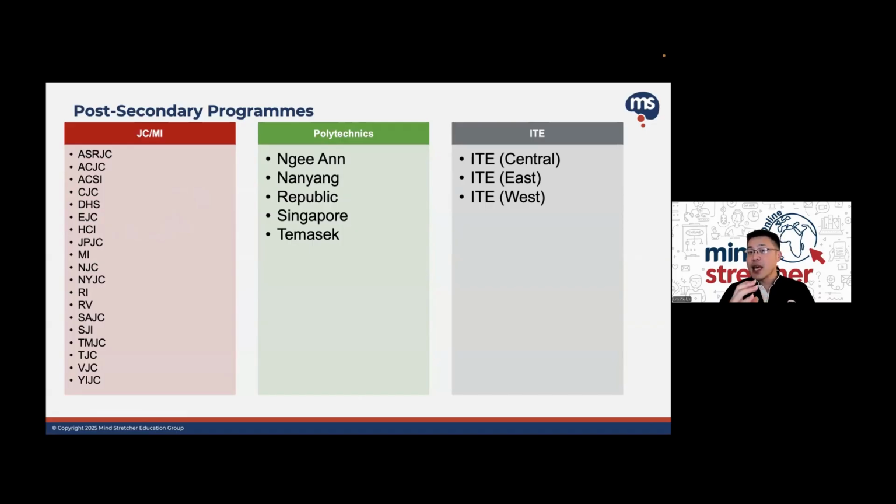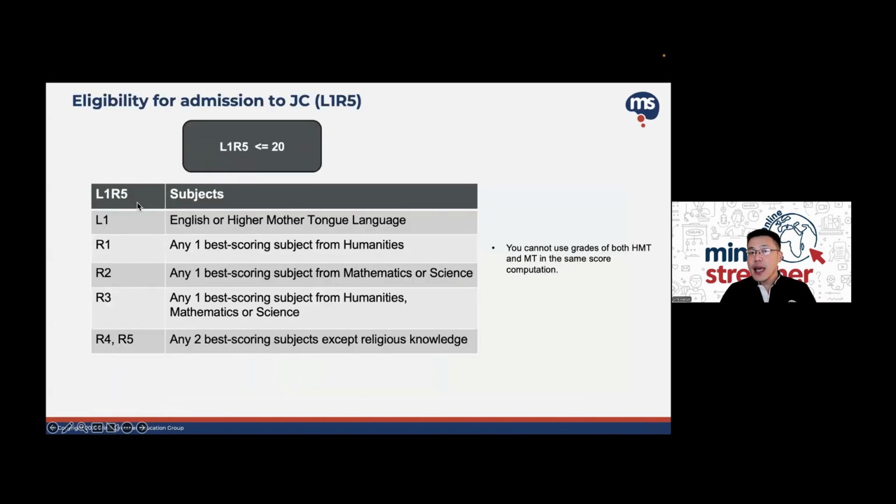So tomorrow morning, if you want to have some specific deep dives on Polytechnic, then we will do it. But for tonight, we'll focus more on the JC pathways. And here, I think this is something that all of you should be aware of, because as part of your form that you've gotten, you will actually recognize the calculation there.